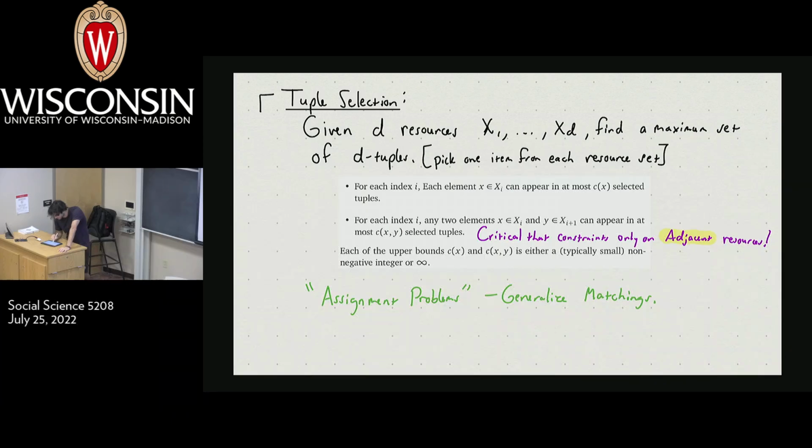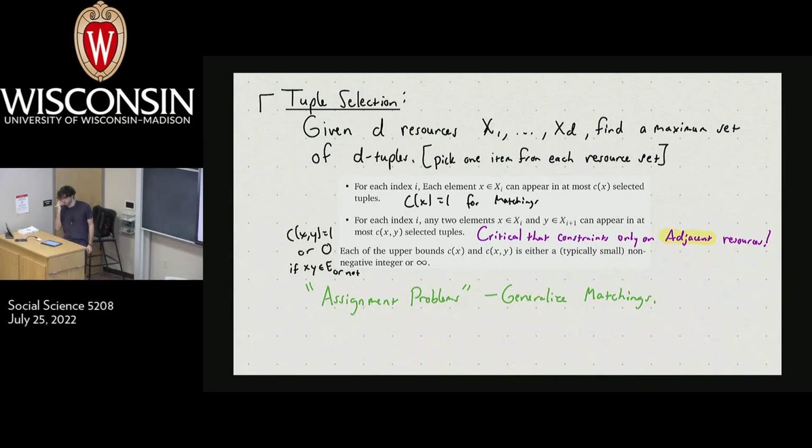For each index i, if you have two elements x and y in adjacent pairs, you can have C of xy selected tuples. So before, for the bipartite matching problem, C of x was 1 for matchings, and C of xy was either 1 or 0, depending on whether the edge existed in the graph or not. So that's the idea here. So we're just generalizing that.